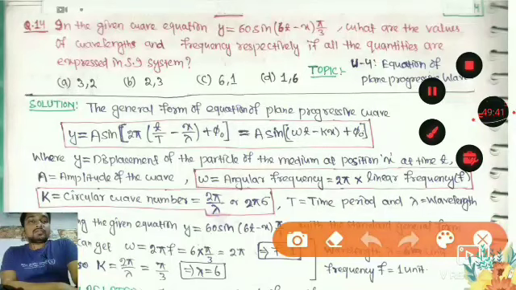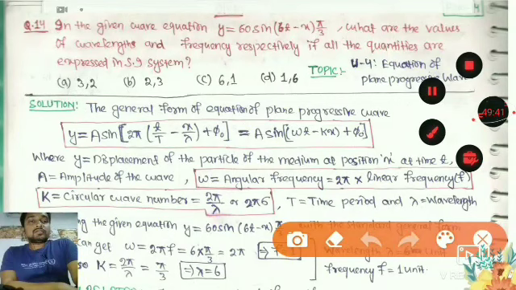This is important. The energy transported by a progressive wave, or intensity of a progressive wave, is 2 pi square f square a square v into rho. F is linear frequency, a is amplitude of the wave, v is velocity of the wave, rho is the density of the medium in which the wave is propagating.